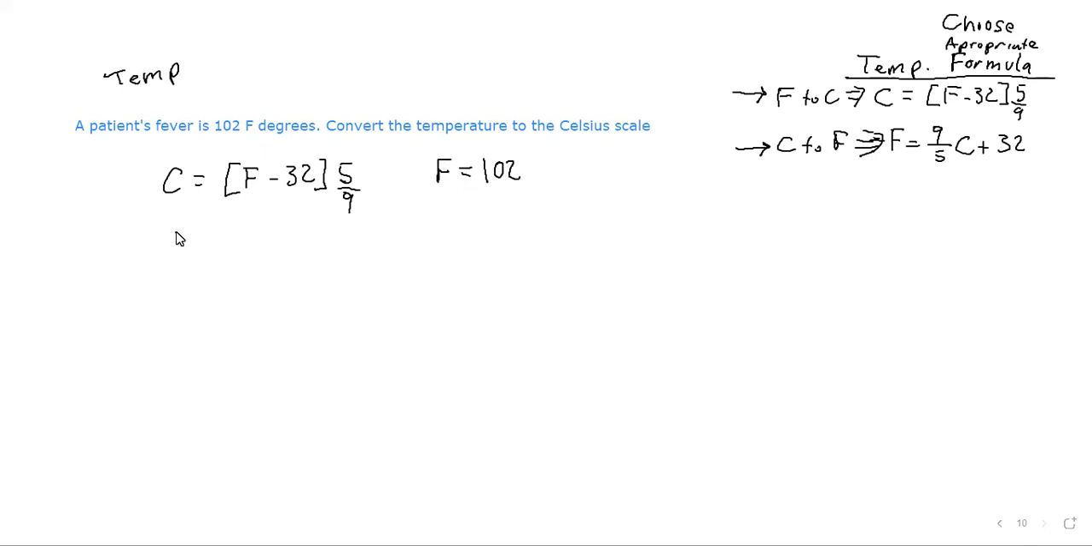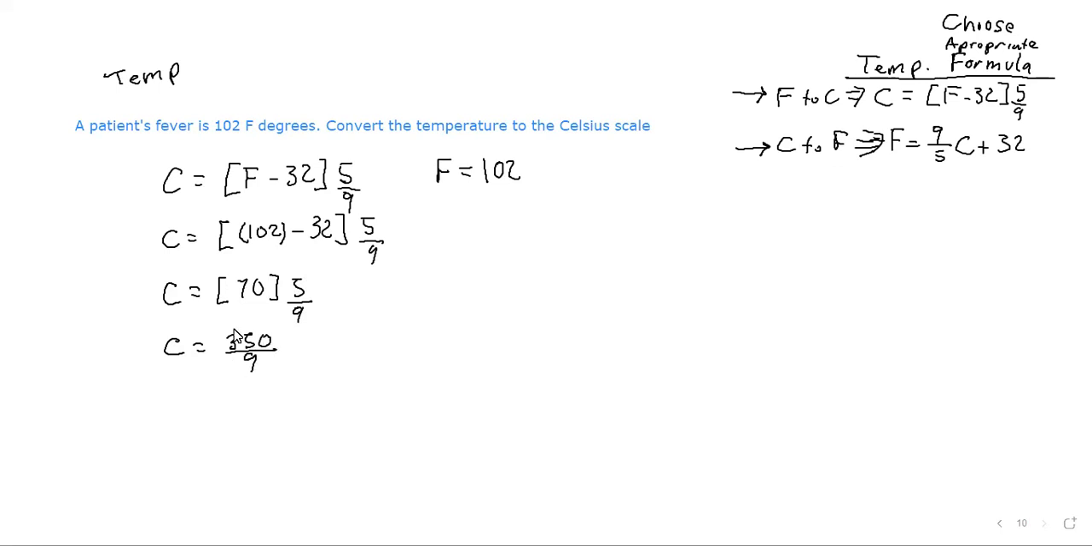So now we're going to go ahead and plug that into our formula and simplify it so we can get our Celsius temperature. Whenever you replace a variable with a number, you should always use brackets. That'll reduce the number of errors you make significantly. So that's 102. Okay, so now we have C equals 102 minus 32, which is going to give us 70. All right, now we do the next step: equals 70 times 5, which is going to give us 350, divided by 9.